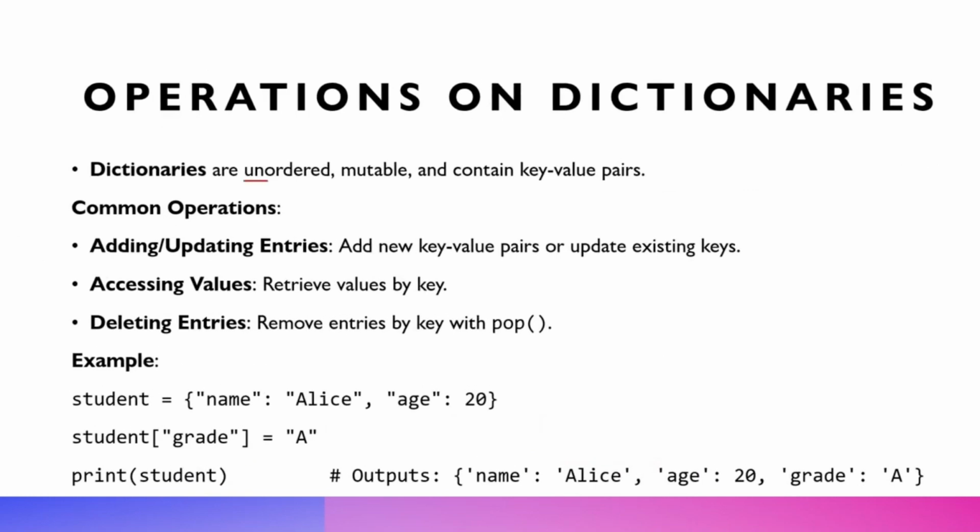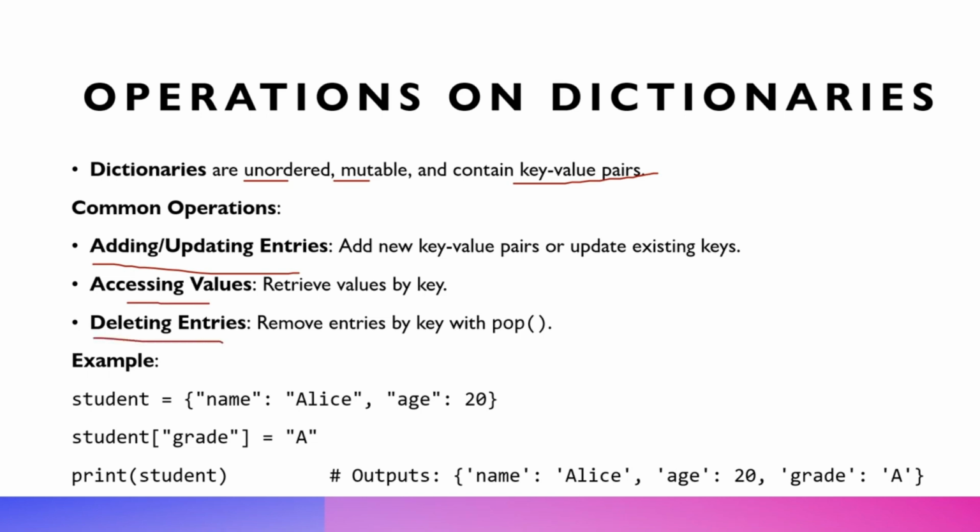Dictionaries are unordered, mutable, and contain key value pairs. Dictionaries are used to store data when they are in the format of key and value pairs. You can also think of these key value pairs as question and answer pairs. Some basic operations we can perform on dictionaries are adding or updating entries, accessing values, and deleting entries.